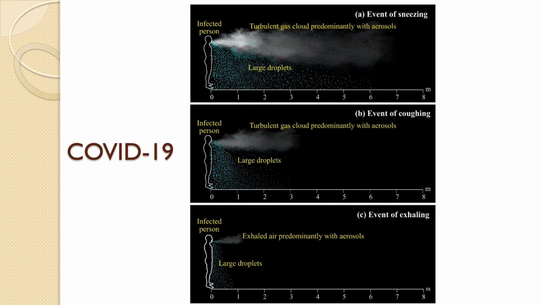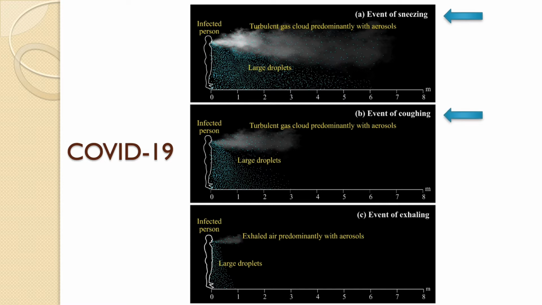So if you would like to have a look at this picture, you can see here what happens in the event of sneezing. And as you can see, there is a large amount of large droplets that will fall to the floor, but will remain quite present over a long distance. You see on the x-axis the distance in meters, and there is also a turbulent gas cloud predominantly with aerosols.